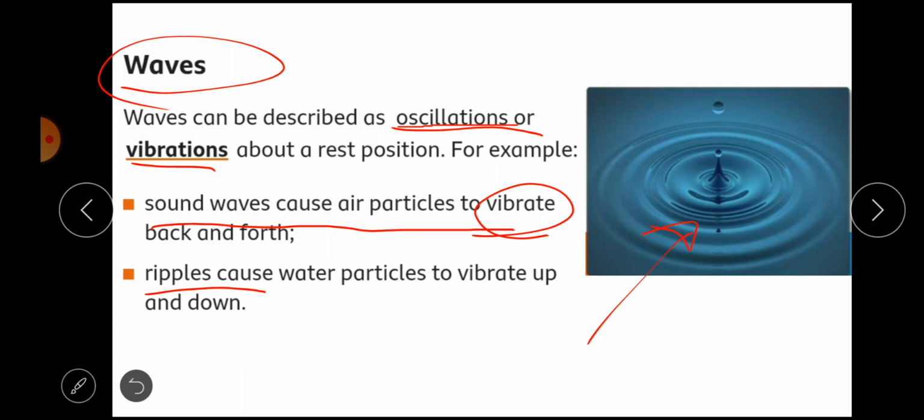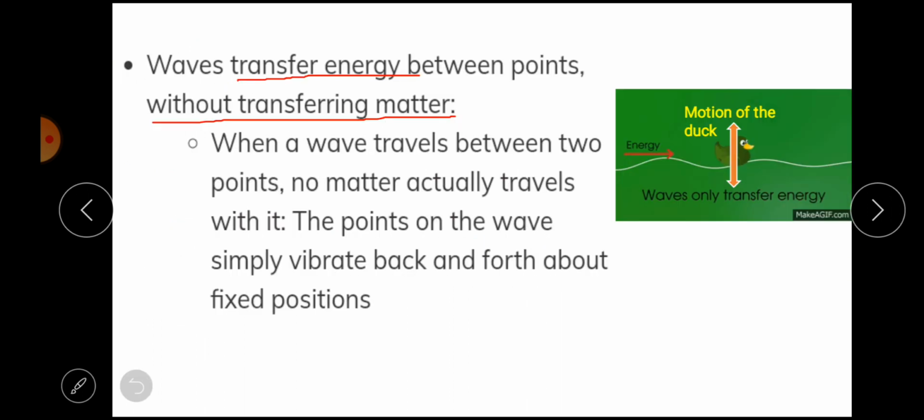So when we talk about waves, it is caused by disturbances. The disturbances result in oscillation or movement of particles. Then in that way, waves are generated. Waves transfer energy between points without transferring matter. The matter generally doesn't move, is not transported. It is only the energy that is being transferred by the wave.